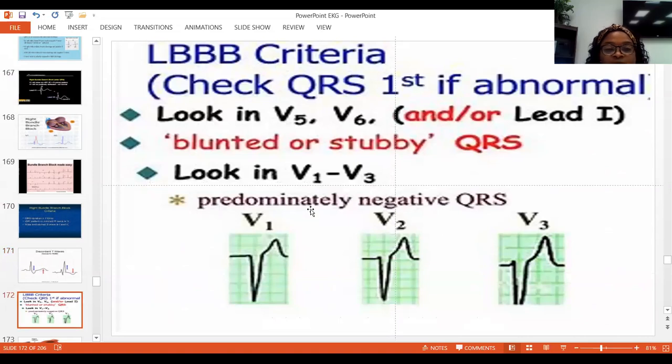Okay, so moving right along, let's talk about our left bundle branch block criteria. For the left bundle branch block, you're going to look in V5 and V6 and or lead 1. And your QRS is going to be blunted or stubby looking. Okay. If you look in V1 through V3, your QRS is going to be predominantly negative, and we see our R pointing downward.